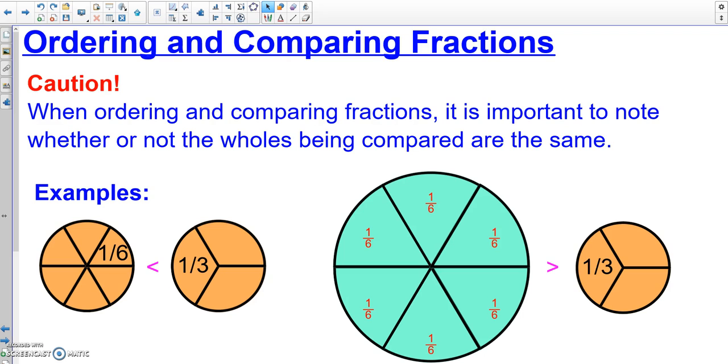However, if the overall wholes are not the same, then we have to use caution when we compare. It would not be okay in this example right here to say that the 1/6 is smaller than the 1/3. In fact, because the overall whole is much larger here, 1/6 becomes larger or greater than the 1/3. So again, when comparing and ordering fractions, be sure that the overall wholes are equal.